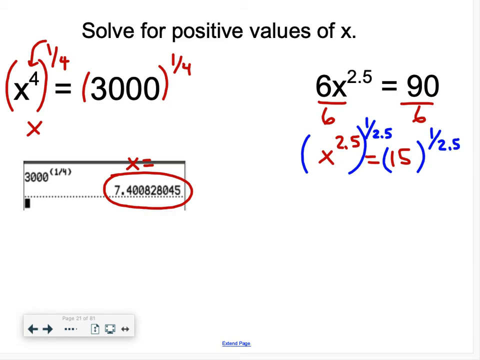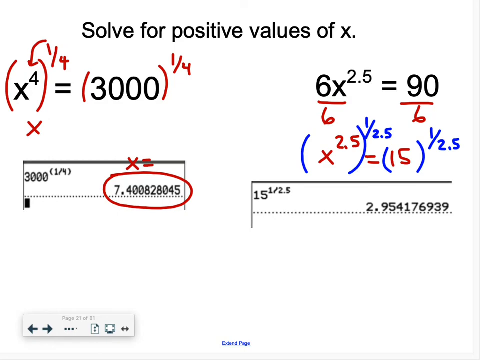Okay, so then you pick up your calculator, because I don't know what 15 to the 1 over 2.5 power is. So I type that into my calculator, and you get 2.95. So there is your answer right there.